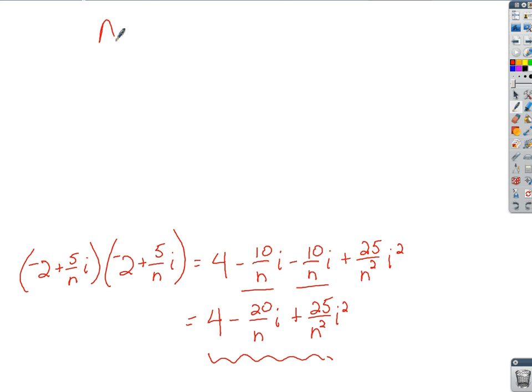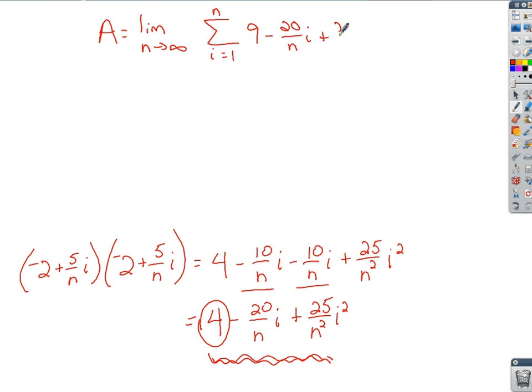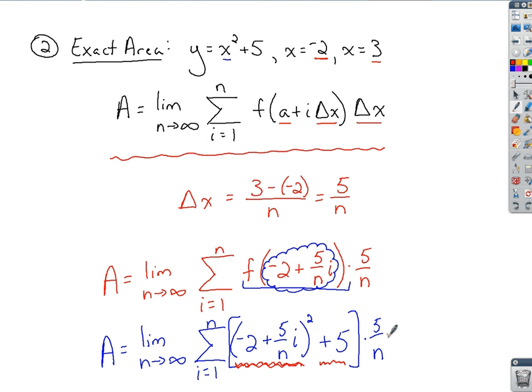I'm trying to find my exact area. I'm still applying my limit. I'm still applying the sigma notation. And now I'm carrying over my work that I just found down here, understanding that I'm adding a 5 on to that work. So if I add a 5 on, collecting my like terms with that 4, I'm going to have 9 minus 20 over ni plus 25 over n squared i squared. All of that, remember, is being multiplied to this 5 over n, our original delta x.